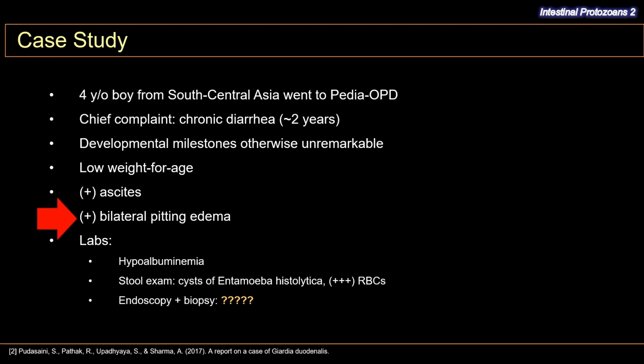The patient showed hypoalbuminemia, which probably explains the ascites and edema, but the cause of it was not clear at this point. I'll share the results of the endoscopy and biopsy at the end of the lecture. At this point, think about the potential non-parasitic causes for this clinical presentation. Let's now proceed with the lecture proper.